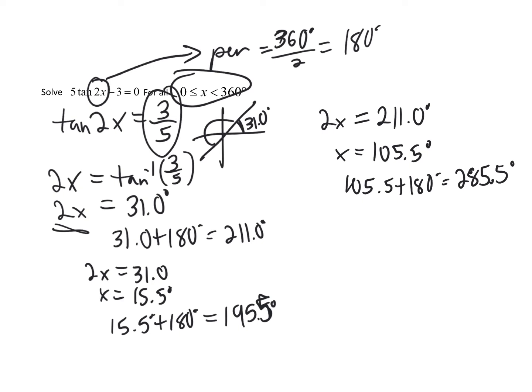You could add the period or subtract the period as many times as you'd like, and you'd always find an answer. But we only care about the answers between 0 and 360. So the answers to this question are 15.5, 105.5, 195.5, and 285.5.